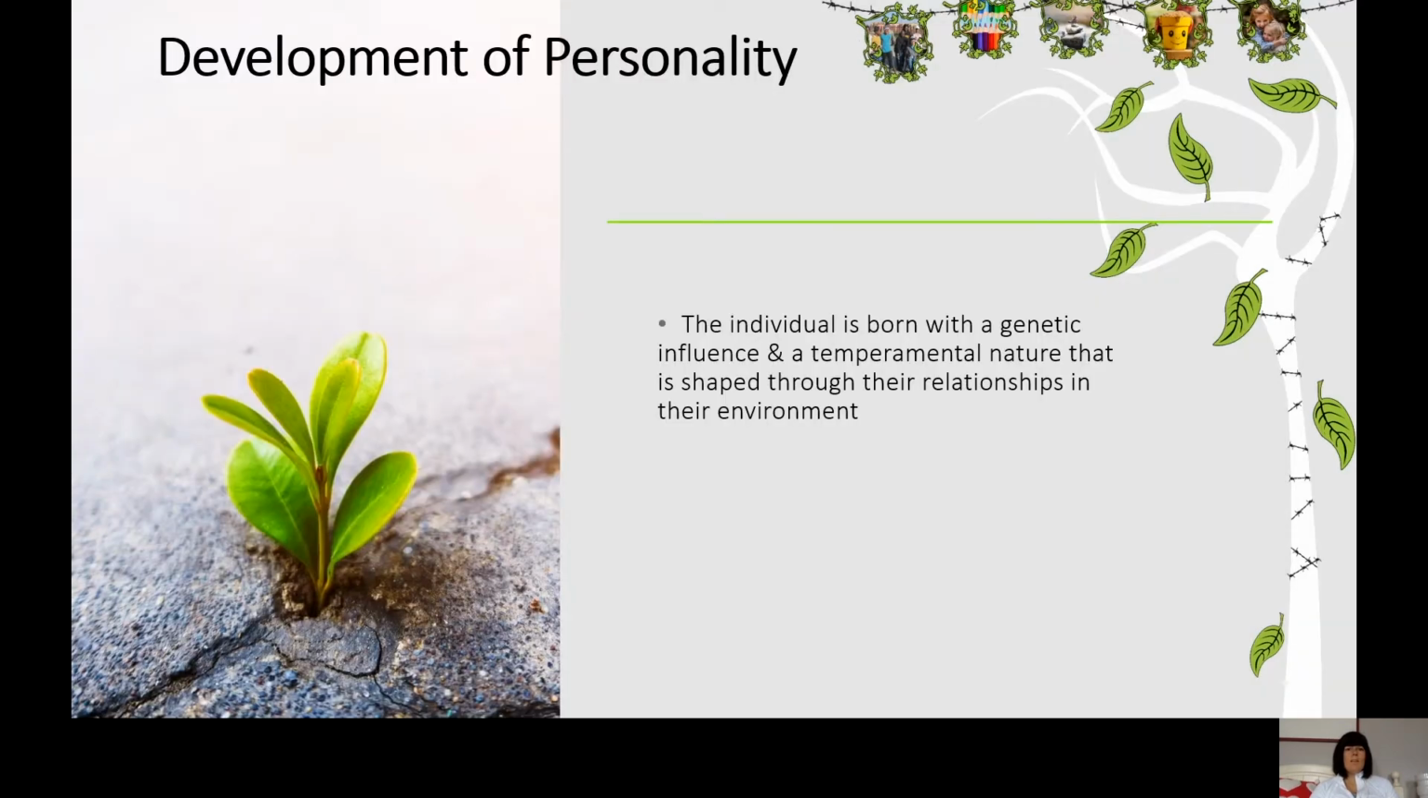So how does our personality develop then? We're all born into this world with a genetic influence, if you like, or a temperament that is then shaped through our relationships in the environment.